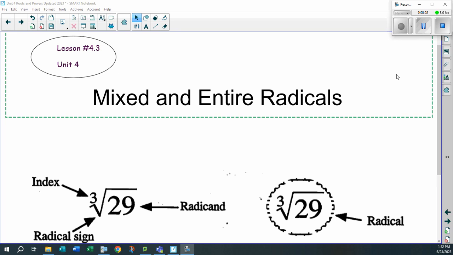Okay, welcome to a really cool lesson on mixed and entire radicals. Now, before I really get into mixed and entire radicals, there's a lot of background information you've got to know. Case in point, let me show you.